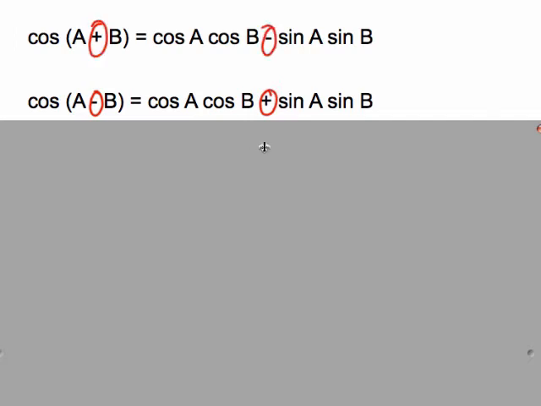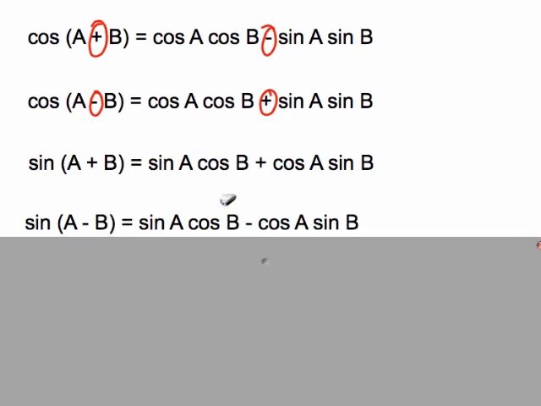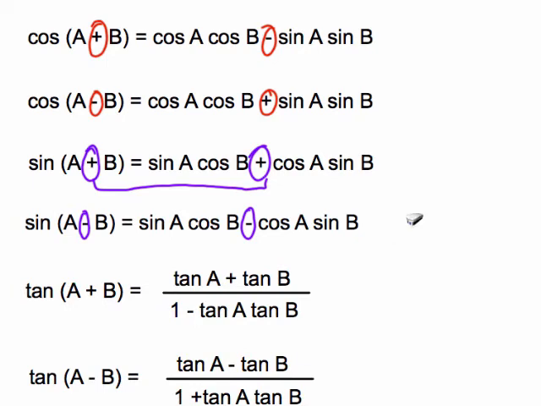Sine of A plus B and A minus B. Notice a different pattern here. We have sine A cos B plus cos A sine B. You'll notice that when you're adding the angles here, the pattern in the identity on the right is a plus, which is different than the cosine one. Those signs match. And then there are two identities for tan of A plus B and A minus B.